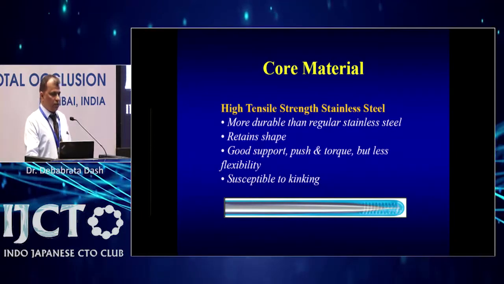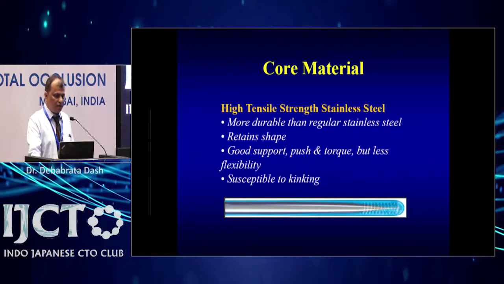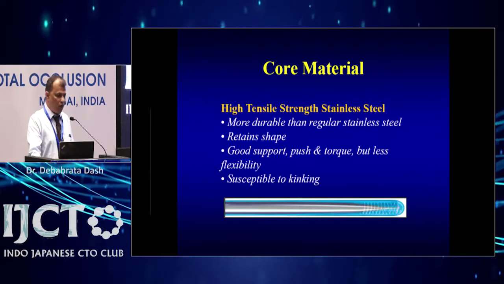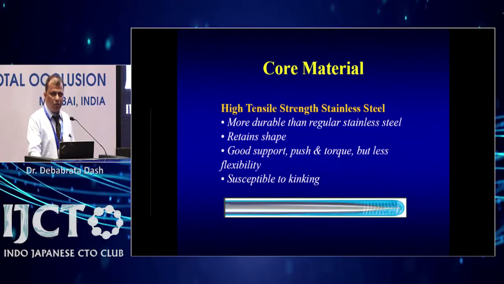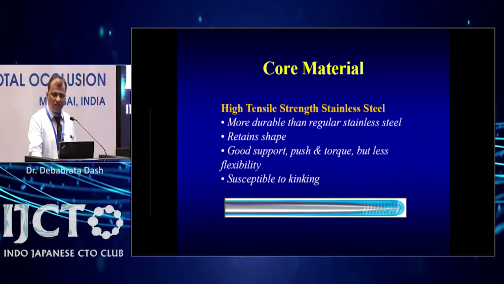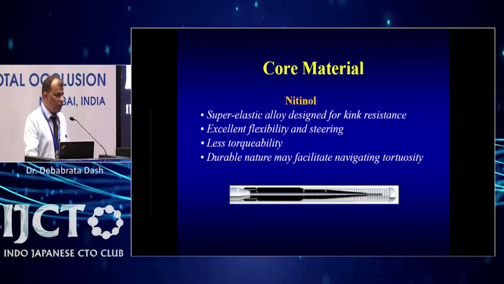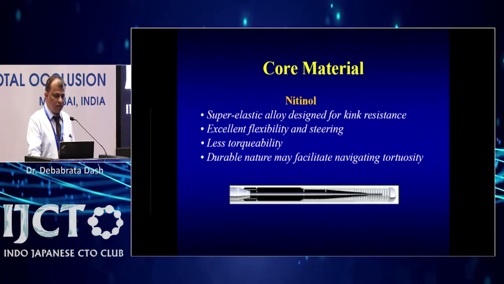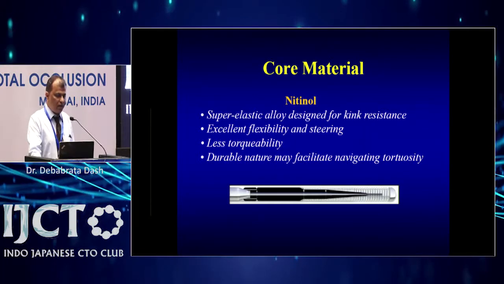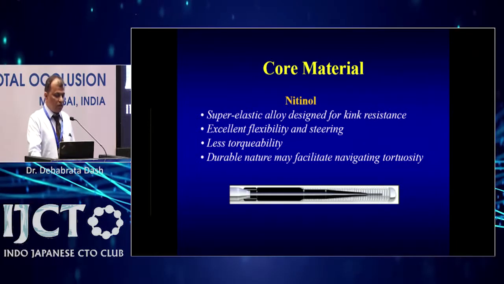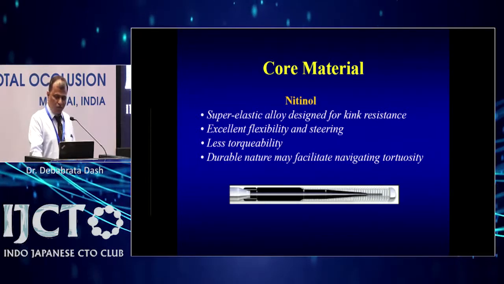The core materials are stainless steel and nitinol. The high tensile stainless steel is more durable than regular one, and it retains shape. It provides good support, push, torque and less flexibility. However, it is susceptible to kinking. Nitinol is a super alloy designed for kink resistance and shape memory. It has excellent flexibility and steering, but at the cost of torqueability, and the durable nature may help while navigating through the tortuosity.